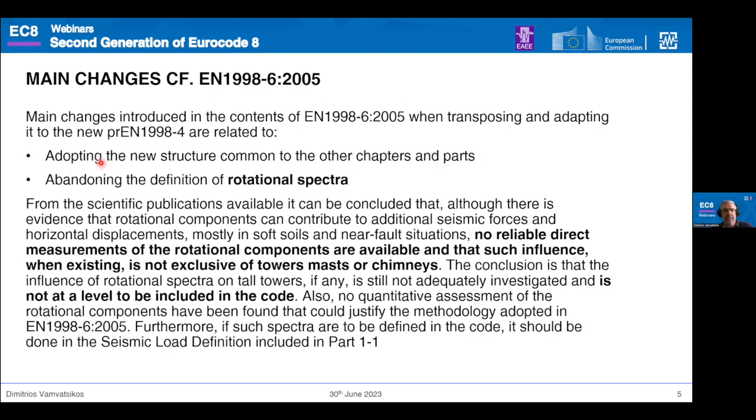Now, basic changes, of course, new structures and different, it was a major overhauling, let's put it this way. But quite important from the older standard, if you're a fan of rotational spectra, I'm really sorry this is gone. The reason being that rotational spectra was employed in the code. There was a lot of work and annexes through that, but in reality, rotational spectra as an input motion, it doesn't exist in Eurocode 8 part 1.1, so it didn't make any sense to have this there. We just had to remove it.